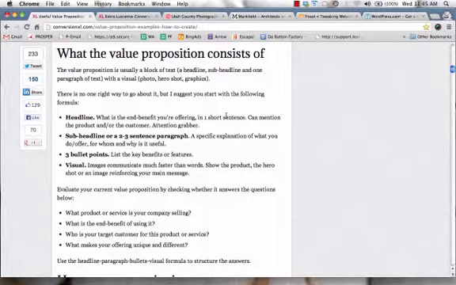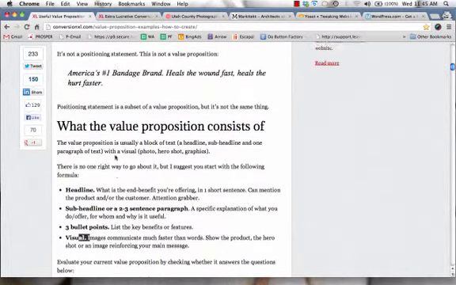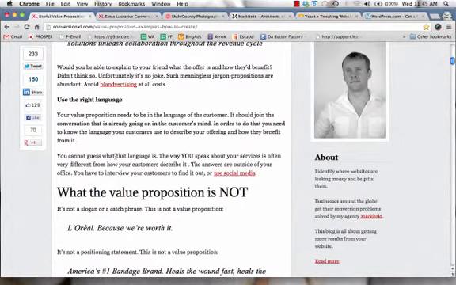So what exactly is a value proposition? First, it consists of a headline, a subheadline, 2 or 3 sentences, 3 bullet points, and a visual. And we're going to go over some of those examples. But before we go into those examples, let me scroll up here and share with you.